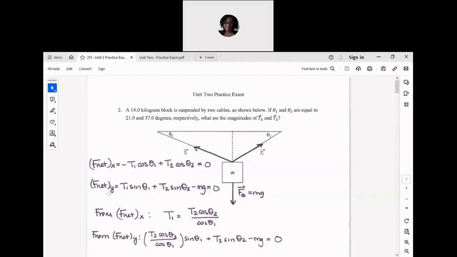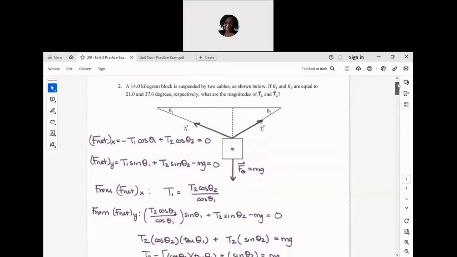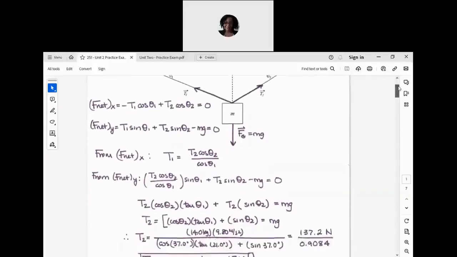In the vertical direction, we have 3 forces. T1 sine theta 1, which points up. T2 sine theta 2, which also points up. And the gravitational force mg. So I'm subtracting that because it points down. That's equal to 0. And at this point, we just need to solve this system for T1 and T2.